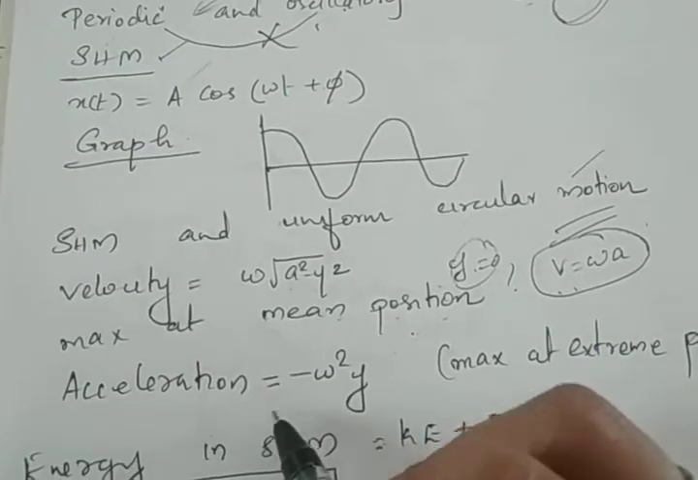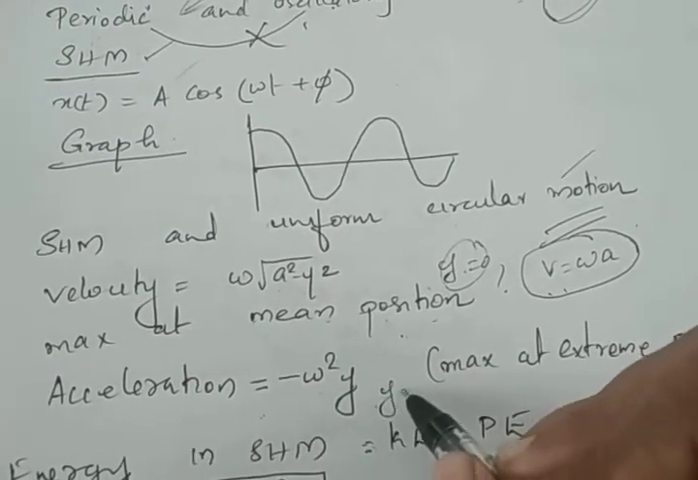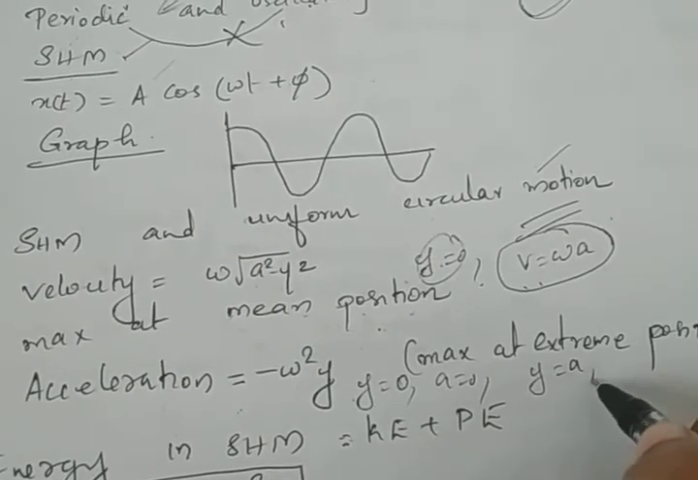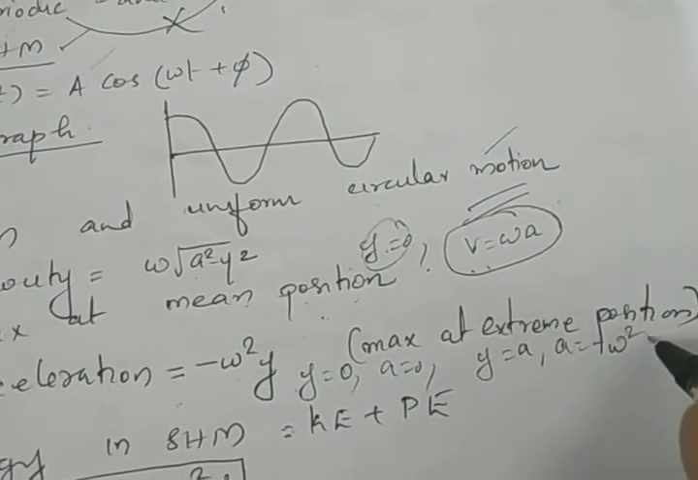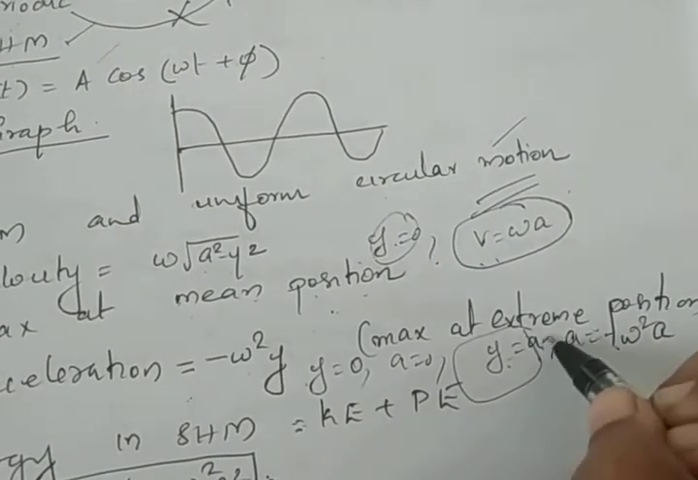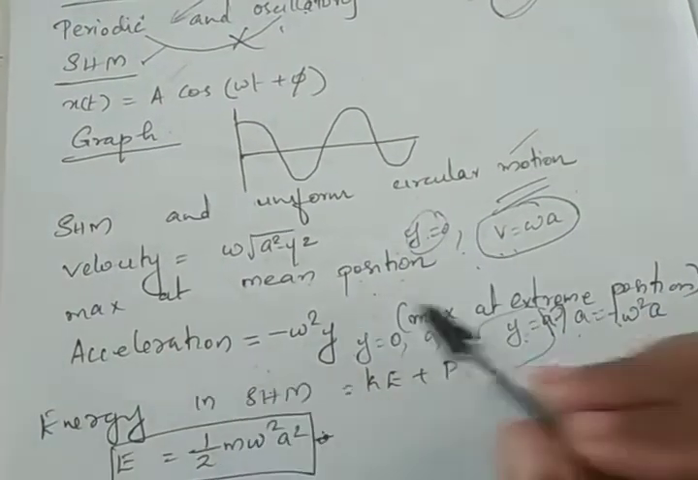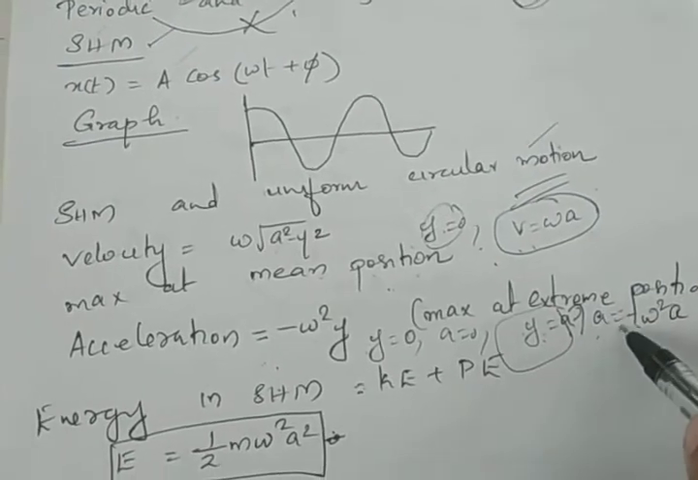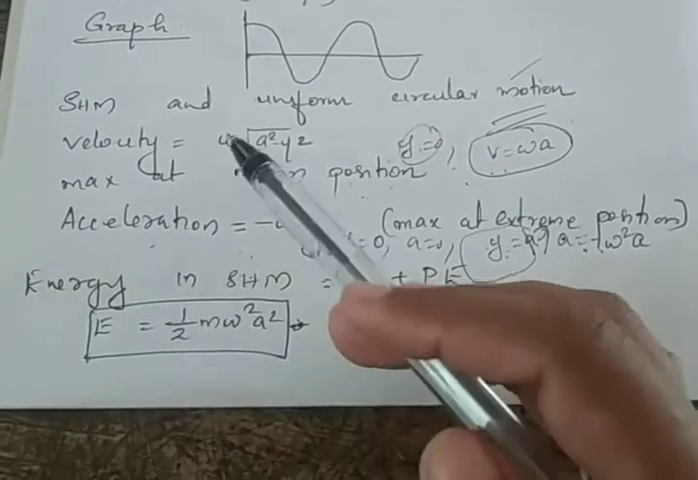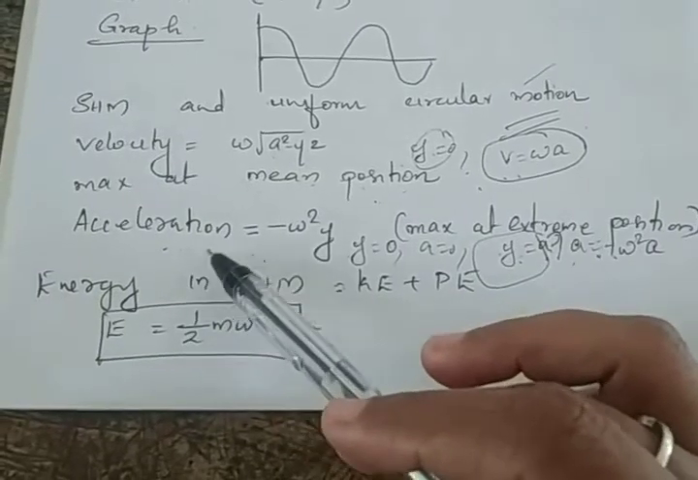And next is acceleration. The acceleration expression is minus omega square y. When y is equal to 0, acceleration is 0. At the same time, when y is equal to a, acceleration will be minus omega square a. So acceleration is maximum at y equal to a, which is the extreme position. Velocity is maximum at mean position, acceleration is maximum at extreme position. Again, refer to your notes and study the derivation of velocity and acceleration of simple harmonic motion.